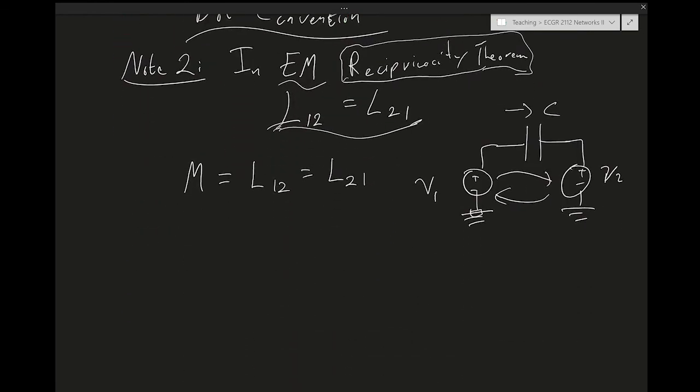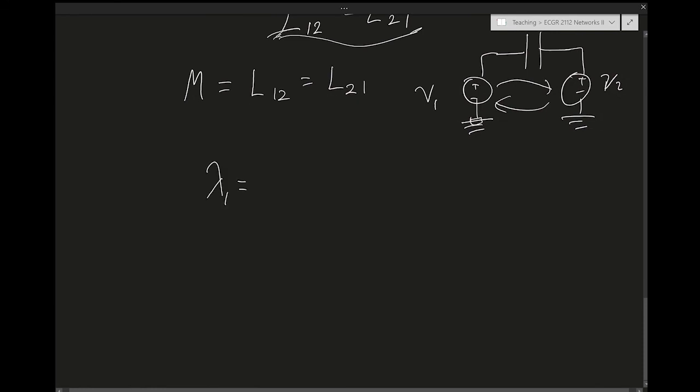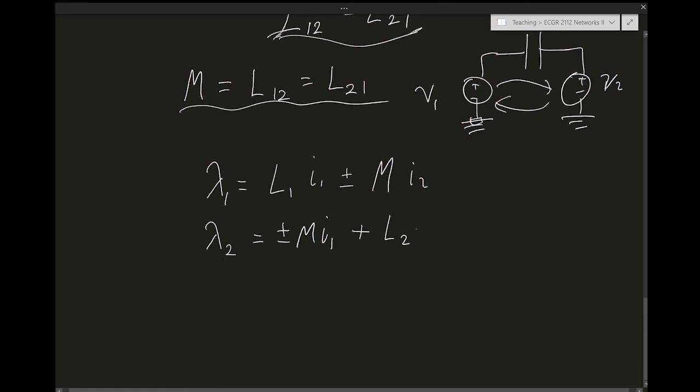Oh, by the way, this is the flux linkage. So let me write that down again. The flux linkage for coil 1, lambda 1, is going to be L1 I1 plus or minus L12, which at this point is M, since L12 equals L21 equals M, times I2. The flux linkage lambda 2 for coil 2 is again going to be plus or minus M I1, plus L2, the self-inductance of coil 2, times I2.